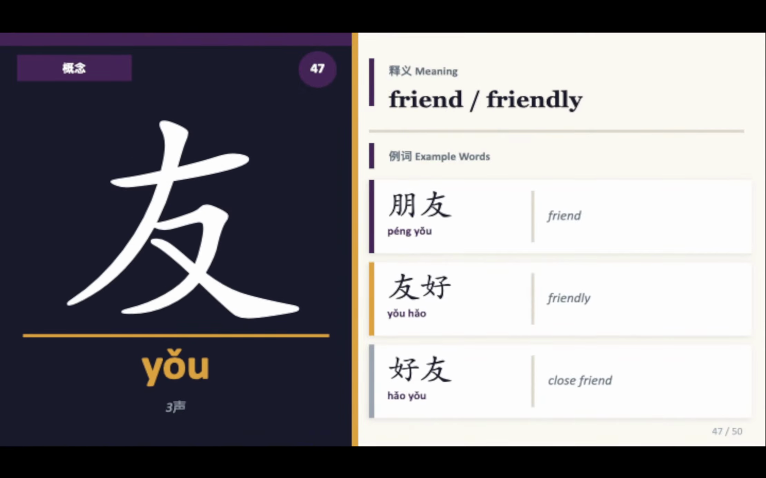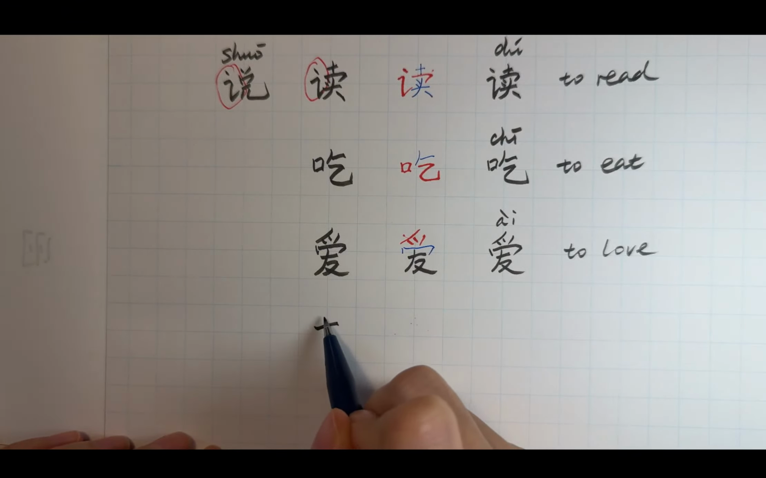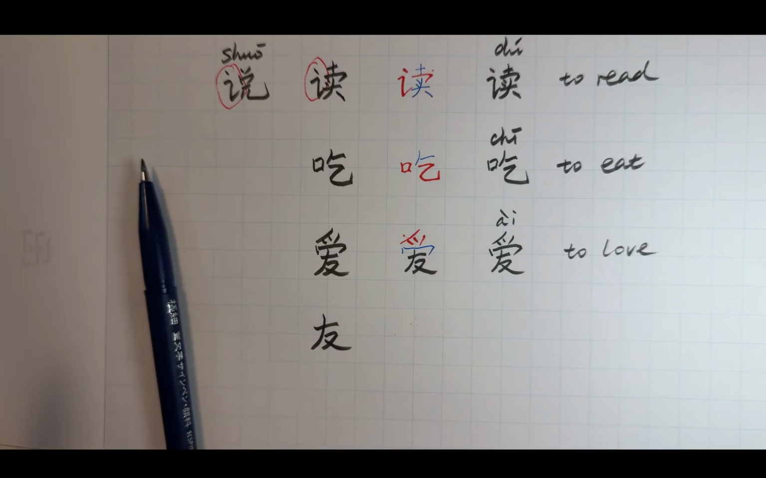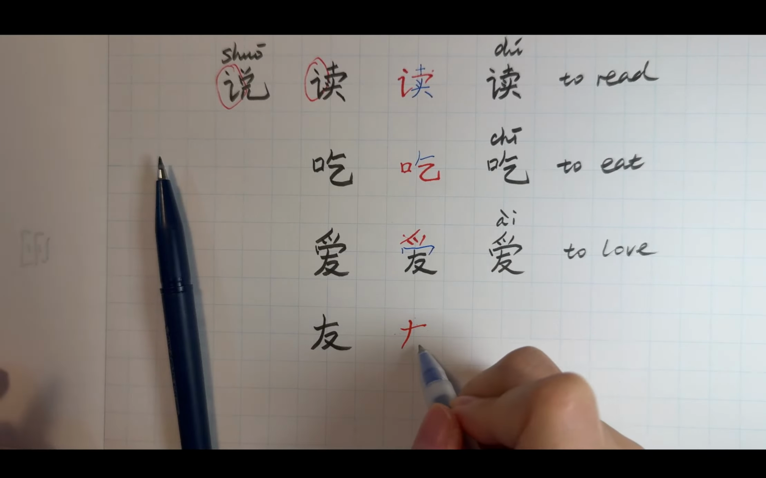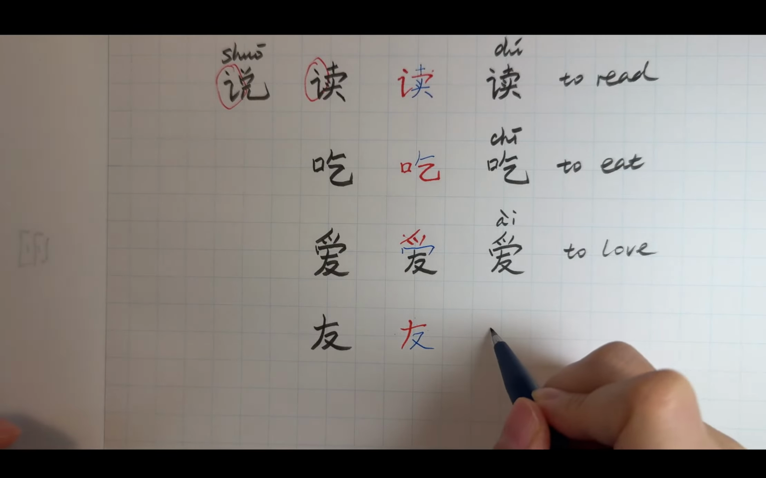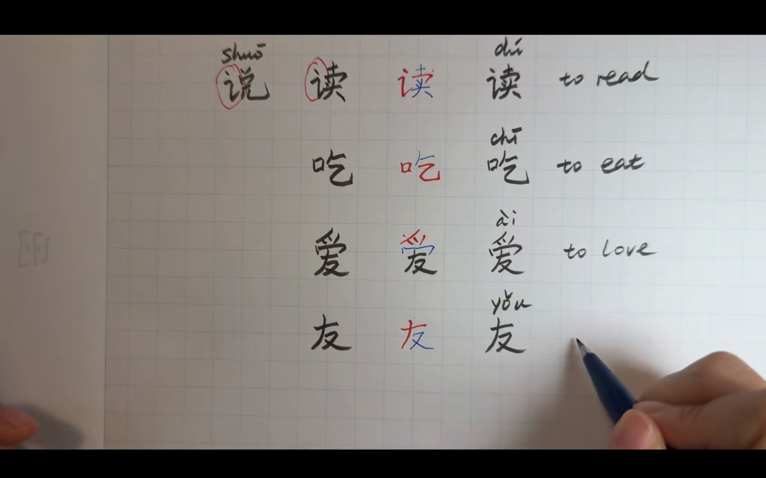This one, the bottom of 爱 is 友. 朋友 is friend or friendly. 朋友 is friend. 友好 is friendly. 好友 is close friend. Okay, let's quickly write it. It's just like this, like this, like this. It's easy. Okay, so we write partially like a 大, and then we write this 友 at the bottom. So 友, 好朋友的友, 朋友的友, friend.